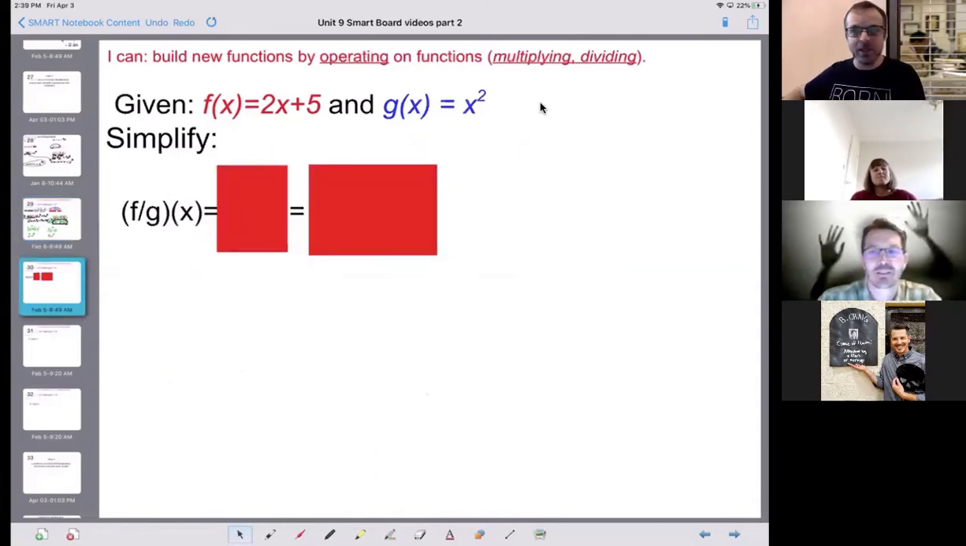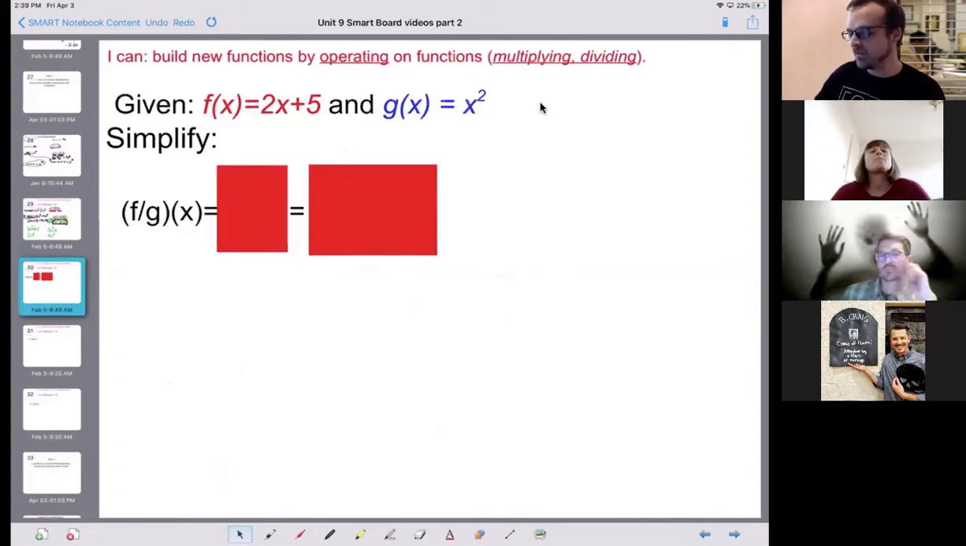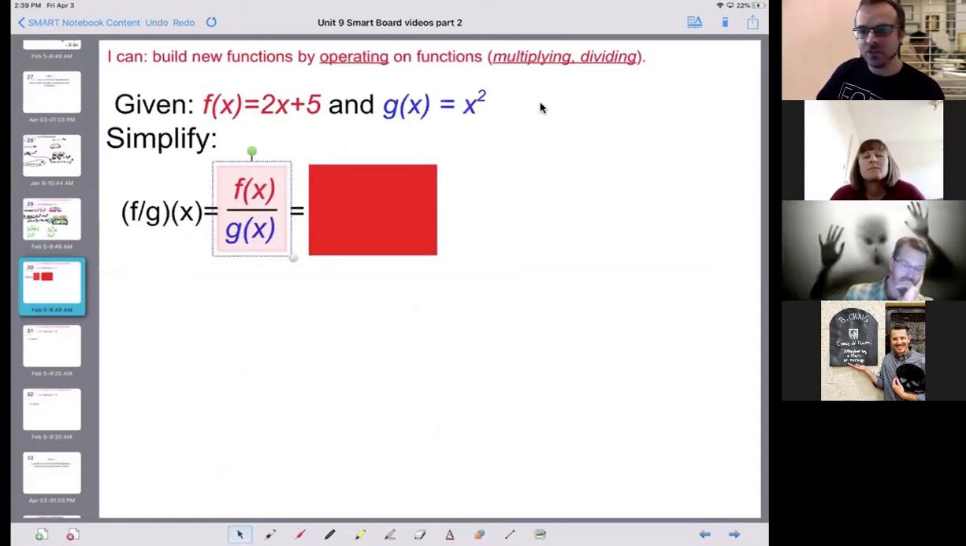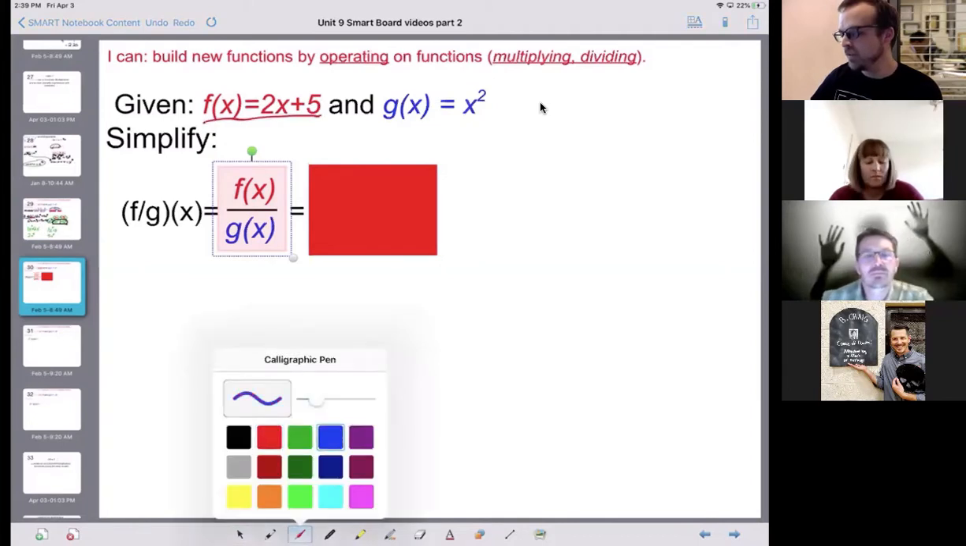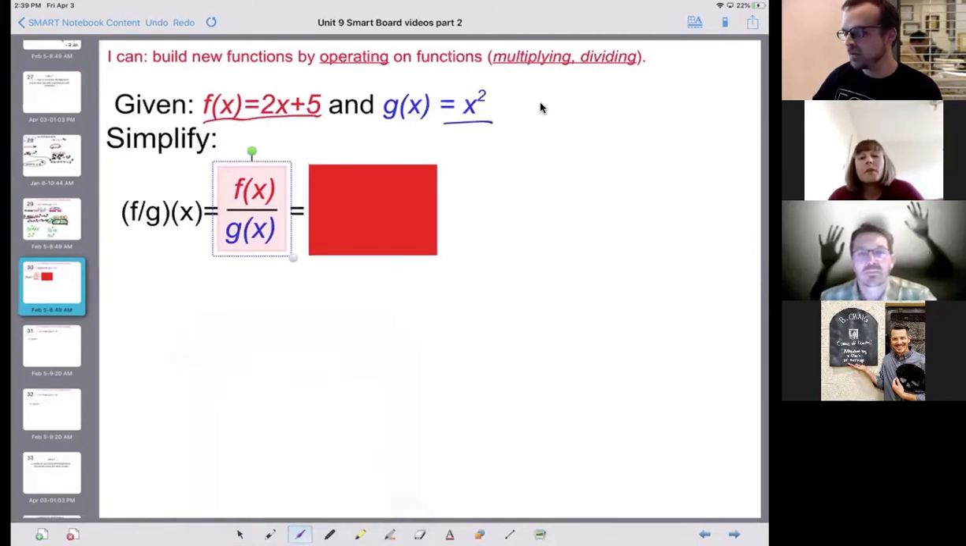This one's not multiplication. This one is division. It says that f of x is 2x plus 5, and that g of x is x squared. And it's asking for division here. So what we're going to do is write it as f of x divided by g of x, and then we're going to be replacing those with what they are. F of x is going to be replaced with 2x plus 5, and g of x will be replaced with x squared. And this is what we end up with.